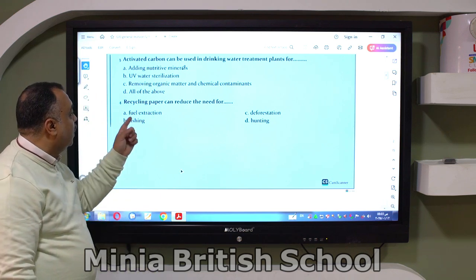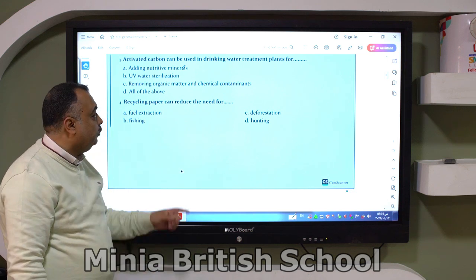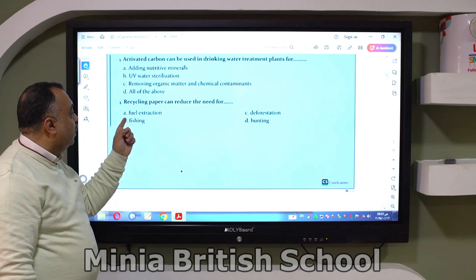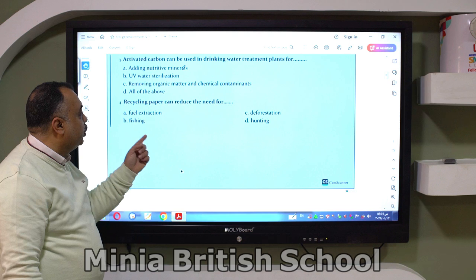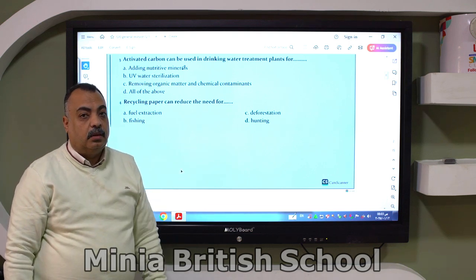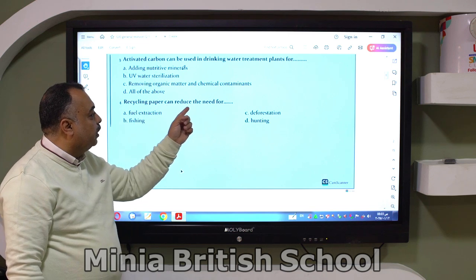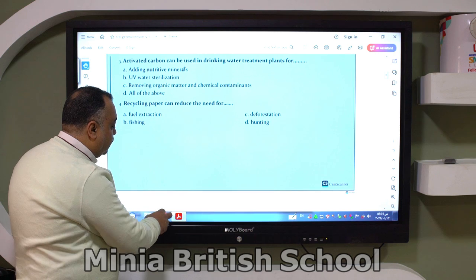Number 4. Recycling paper can reduce the need for oil extraction, deforestation, fishing, or hunting. Yes, of course, recycling paper can reduce the need for deforestation, cutting of trees.